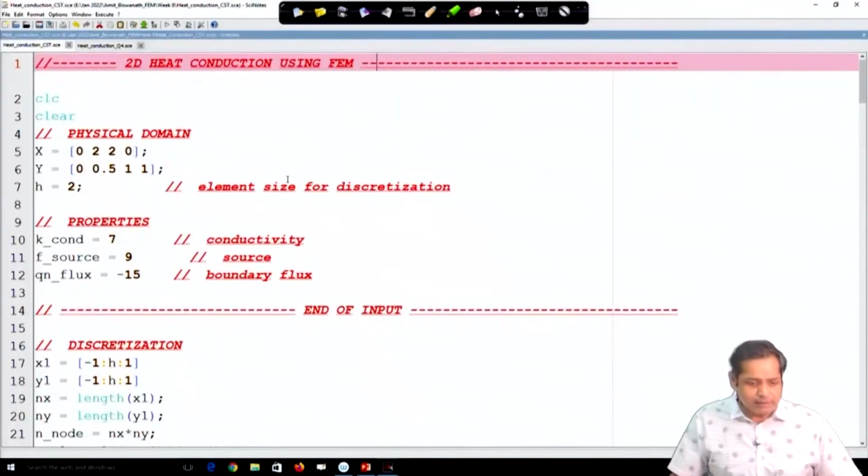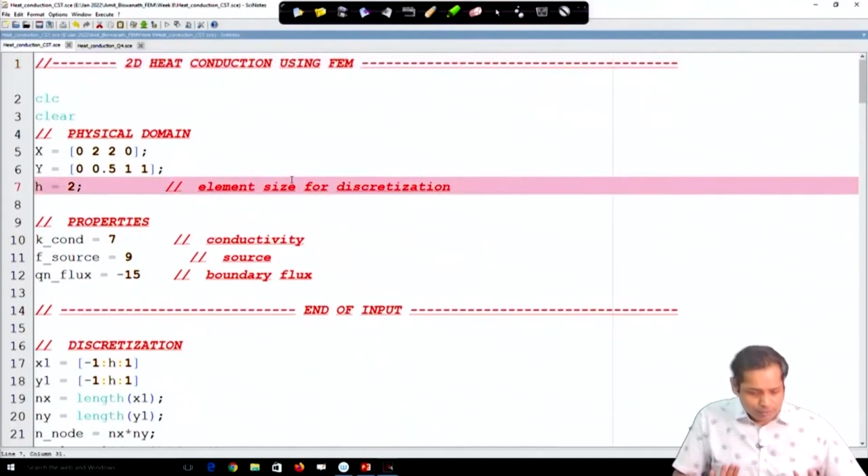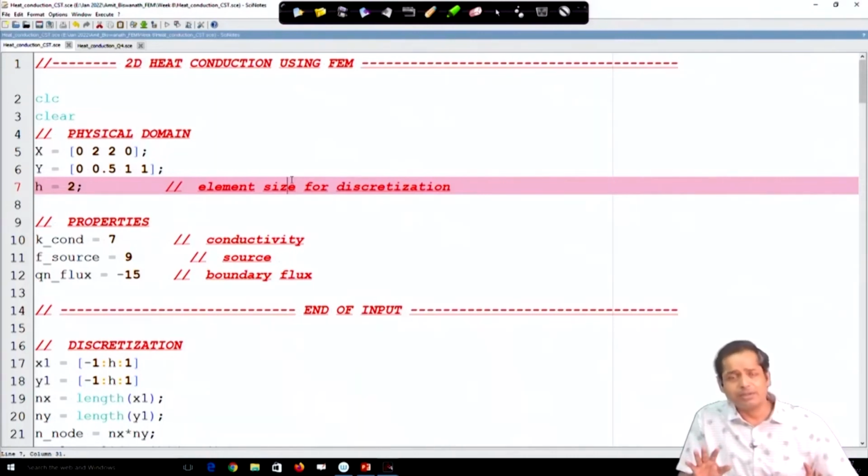There are 2 programs I am going to show you today. One is with the 3-noded triangular element, and another one is with the 4-noded quadrilateral element. Other than the shape function and the computation of the coefficient matrix, flux and source term, all the other parts, like how to define the domain, discretization of the domain, assembly, and then finally solution and post-processing, are the same.